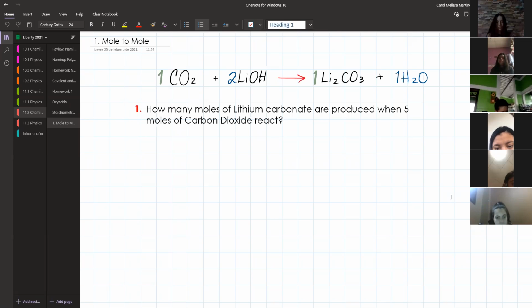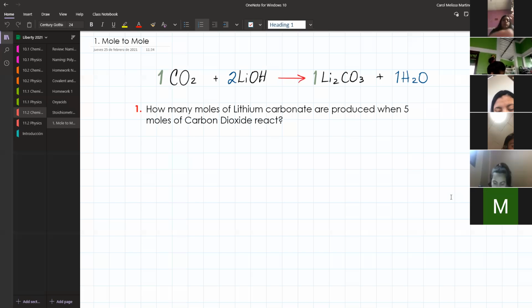So, in the question, I have my given and I have my unknown. You need the two things to work with this kind of problems, okay? So I will highlight the givens in one color and the unknowns in different colors. Okay, so in the first question, it says, how many moles of lithium carbonate are produced? This is the unknown. They're asking me to find the moles of lithium carbonate.